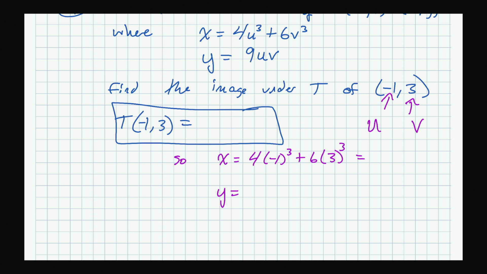And then y is going to be 9uv, which is 9 times -1 times 3. So here we have 9 times -1 times 3, so that's -27. Up here you have -4, and this is going to be 3 to the 3, which, oh no, numbers are so big.